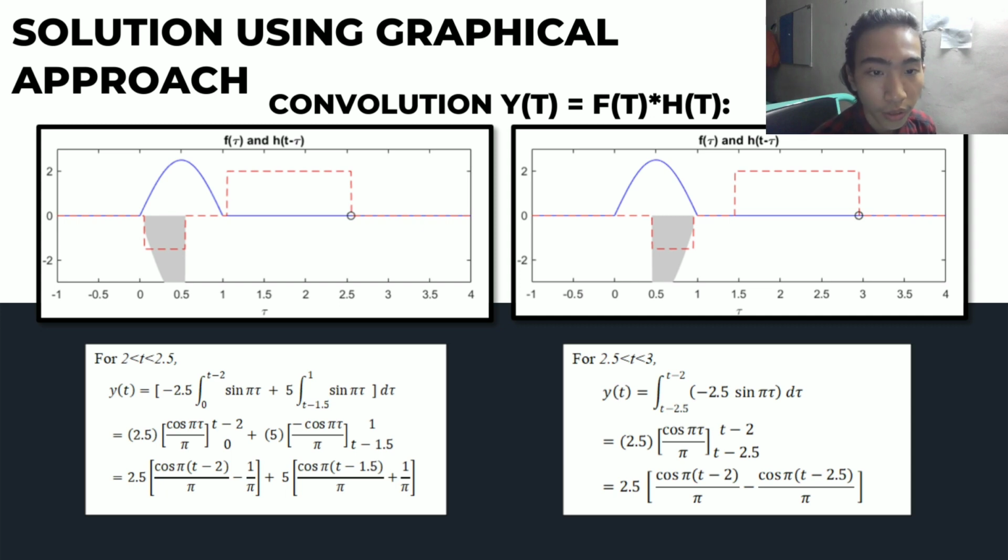So next we have the h(t minus tau) moving slightly like the last figure. So we have from t minus 2.5 to t minus 2, negative 2.5 sine pi tau, and we have the answer stated below.